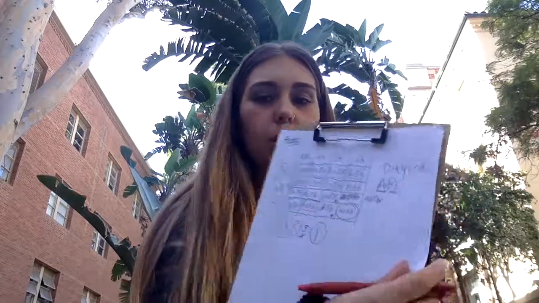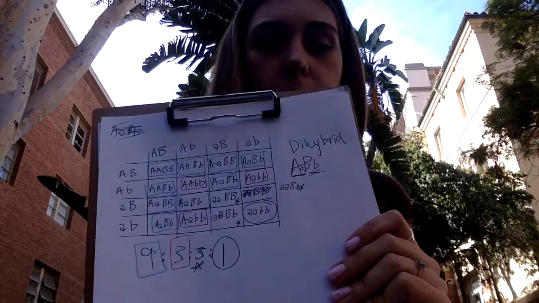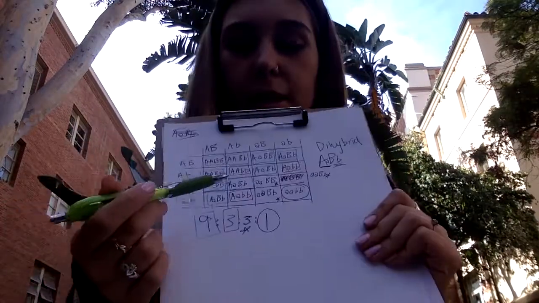So when we are tracking one gene at a time, we are looking at a monohybrid cross. That's just your traditional Punnett square, what I just showed you. But we can also look at two genes at once in a dihybrid cross. So that's what I'm going to show you guys here. So, rubber pen. Sorry, it's super messy.